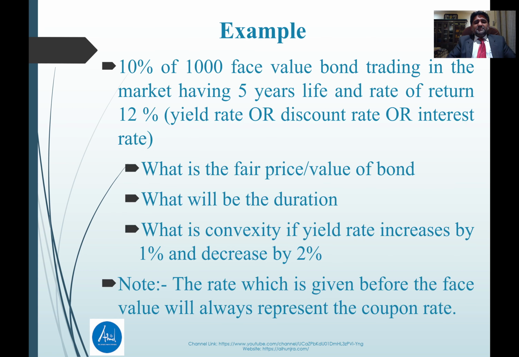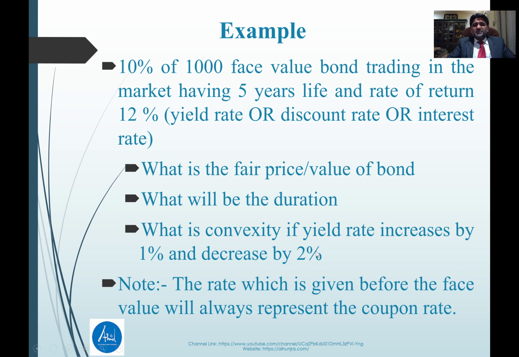Here we have an example. A 10% bond with $1,000 face value is traded in the market, having 5 years of life, and the rate of return is 12%. That means the discount rate is 12%. Yield means yield rate or discount rate or interest rate. What we have to find: what is the fair price or value of the bond? What will be the duration? What is the convexity, if the yield rate is increased by 1% and decreased by 2%?